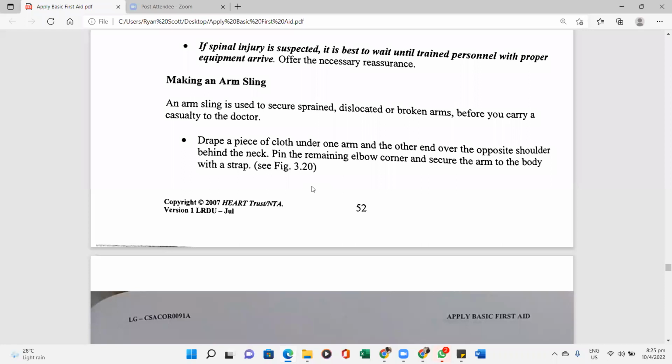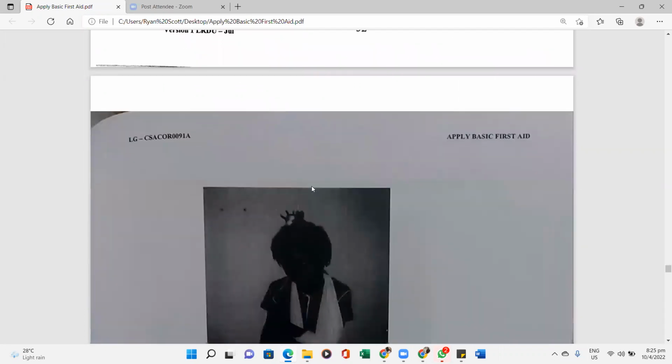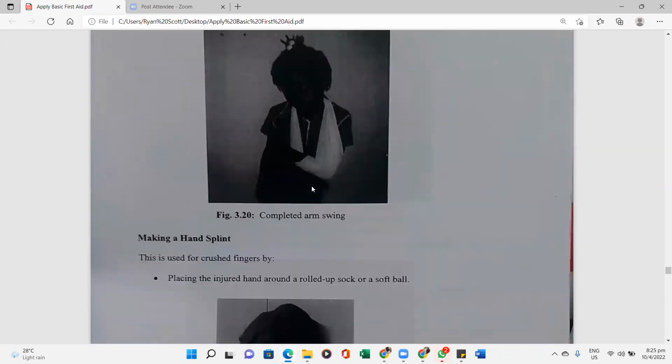So I need to send you a video with the arm sling, all right? Arm sling. I'll send you that as well. Scroll down quickly. And this is the arm sling that was made for this child. Scroll down.